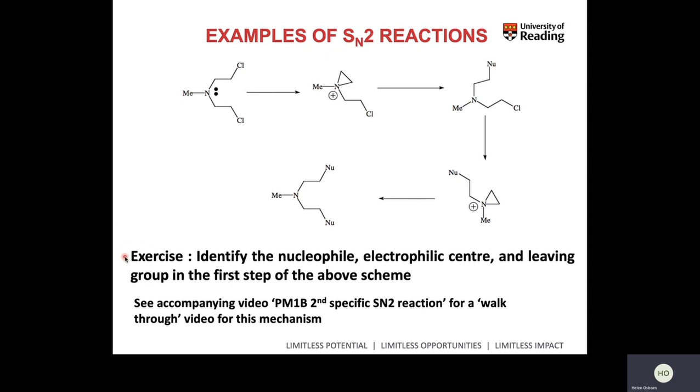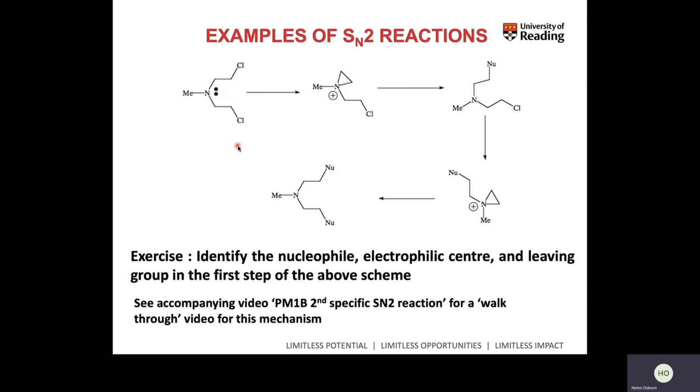In this exercise, I want you to look at this molecule here and work out where the nucleophilic centre is, so where the area which is electron rich is. I also want you to think about where an electrophilic centre is, so something which is deficient in electrons. I also want you to think about what the leaving group is. So for this first step with this molecule, which part of the molecule is the nucleophile, which part is the electrophile, and where is the leaving group?